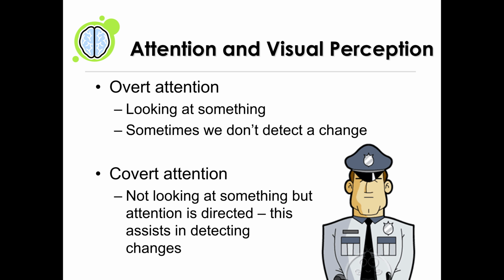So the overt attention is looking at something. Sometimes we don't detect a change, just like we said earlier. Covert attention, not looking at something, but attention is directed to that location. This can assist with detecting changes. But again, change blindness, inattentional blindness, these things can always happen.